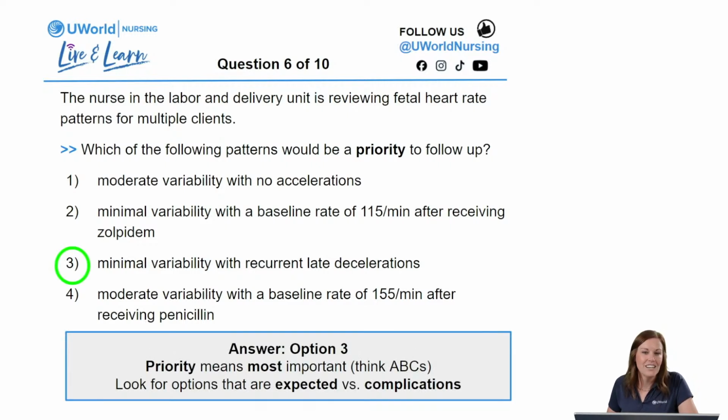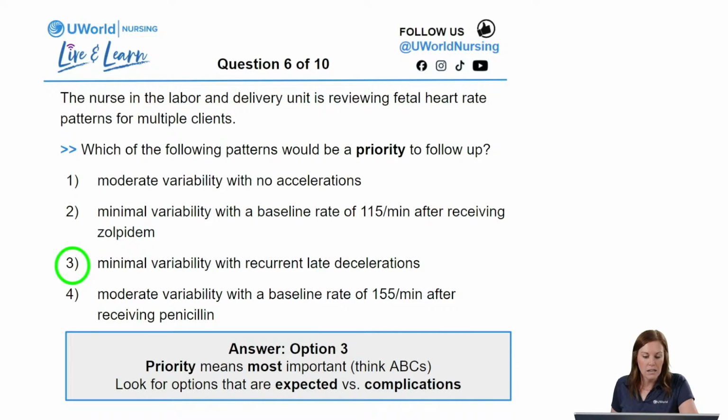So our correct answer is option 3. Again, I'll read it. Option 3, minimum variability with recurrent late deceleration. So again, priority to follow-up means it's the most important. So again, think ABCs. This is no different when we're thinking about a fetal client. All of that applies to us. And then again, look for options that are expected. So what you would expect to see on a fetal heart strip versus what is indicating a complication.